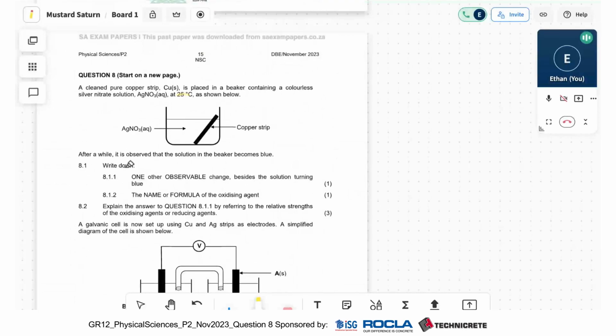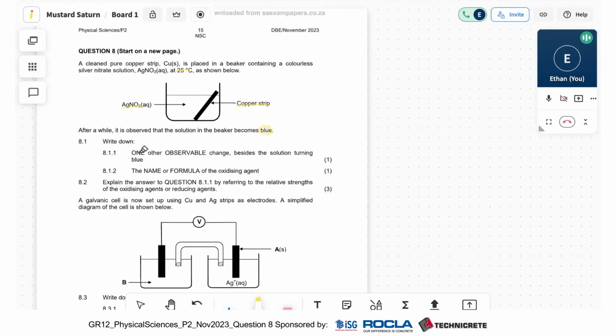All right, carrying on with the preamble to the question. After a while, it is observed that the solution in the beaker becomes blue. Okay, so this is interesting. So there's some reaction going on between the copper strip and the silver nitrate solution. Okay, so first of all, write down one other observable change besides the solution turning blue.